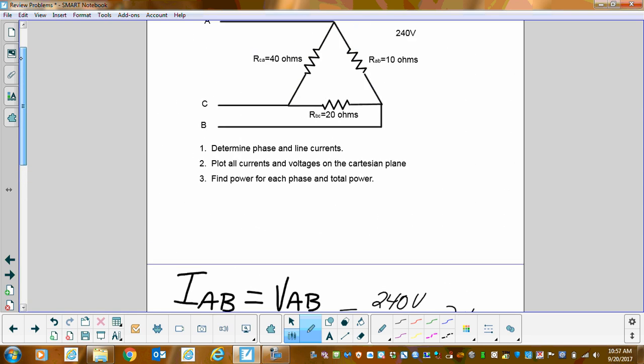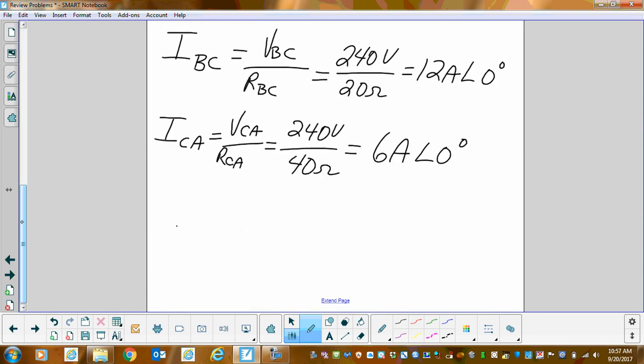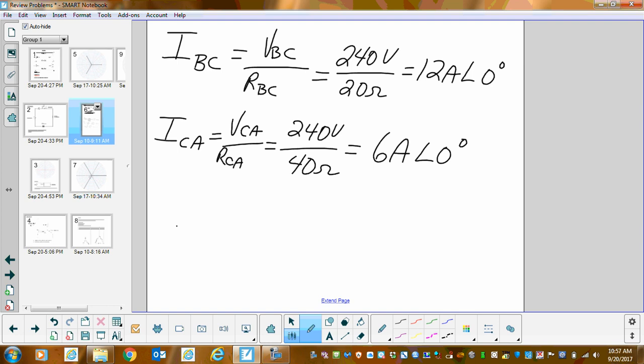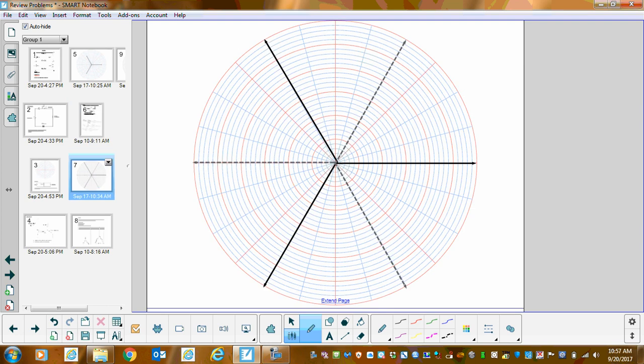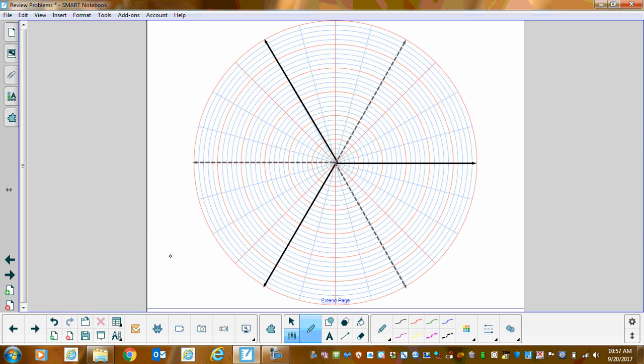So let's go back to, I guess this is going to be at the top. Let's go up here. Where's my Cartesian? Oh, it is on the next page. Yeah, right here. Okay, so what I've done for you guys here and on your handout, you will notice, is I've already put in the solid black lines indicating our three main phase voltages.